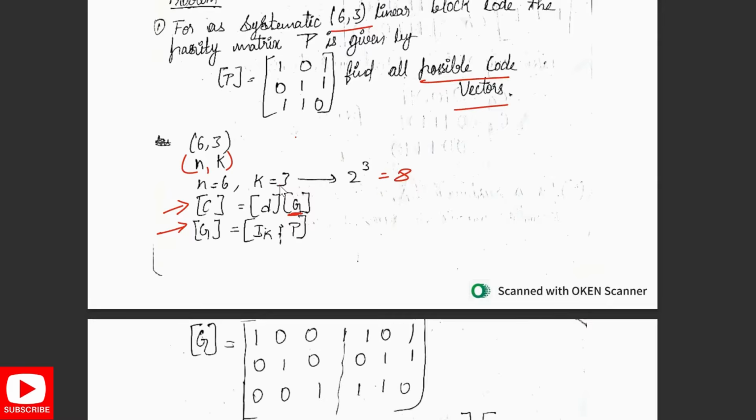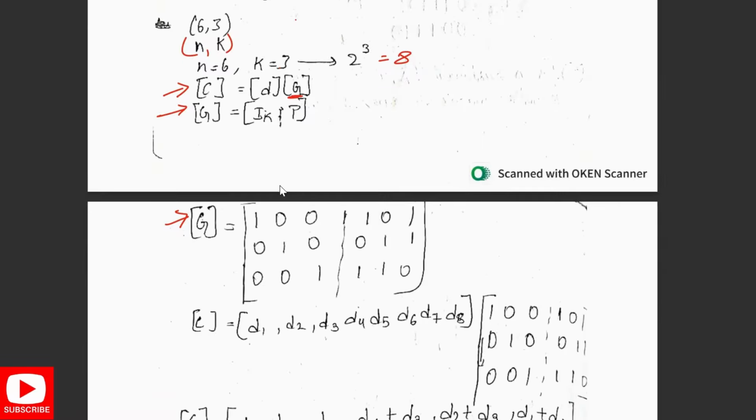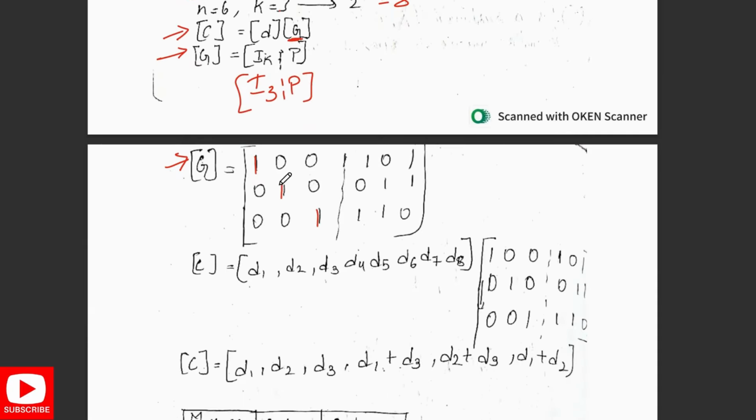So now let's find out the first one, that is G. G is the identity matrix, so here it is I_k. I_k means I3, followed by the parity matrix that is being given. In the identity matrix, the diagonal will be 1 and the others will be 0, and the parity matrix is given in the question. Now you need to find the code words. I represent the message bits as D1, D2, D3. So this is the generator matrix that I have got.